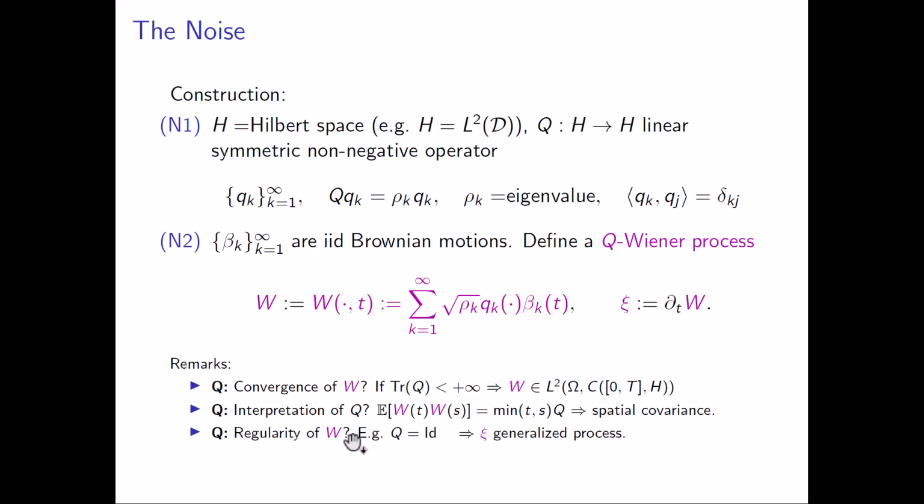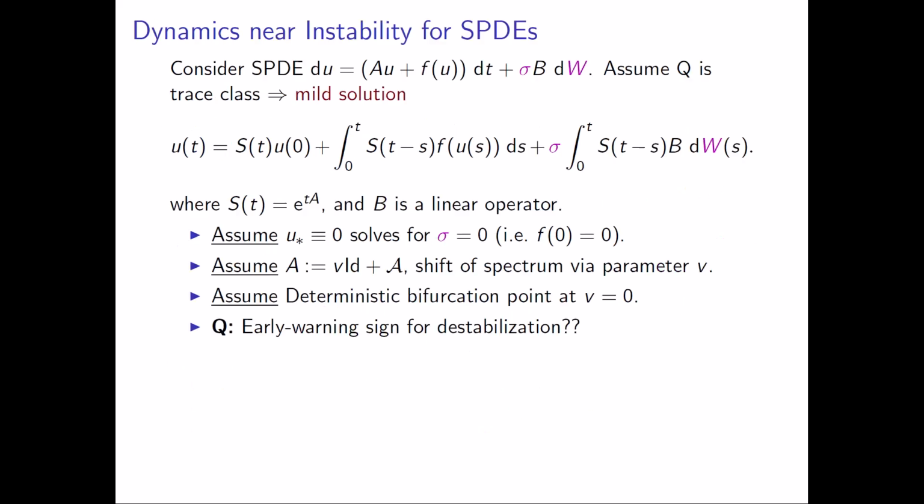And the regularity is quite bad. Even if you had Q trace class, in many cases you cannot get an actual true process, but you only get the generalized stochastic process if you differentiate the Q-Wiener process. So this makes some of the difficulty. You get a very difficult process.